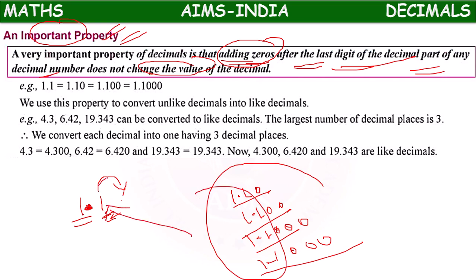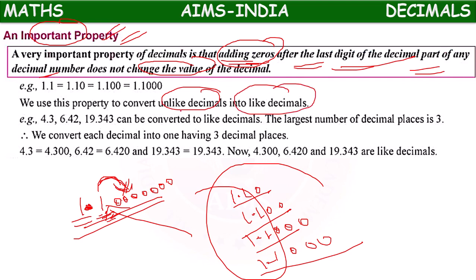Means after the last decimal place, we can add any number of zeros, but the value does not change. So we use this property while converting unlike decimals to like decimals.